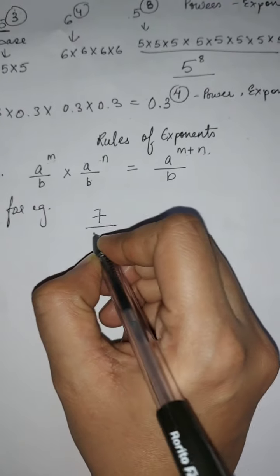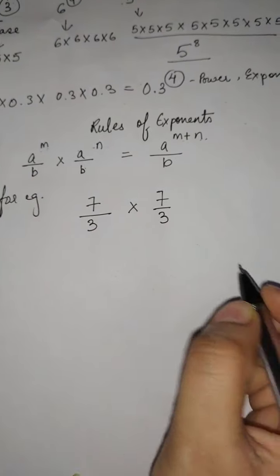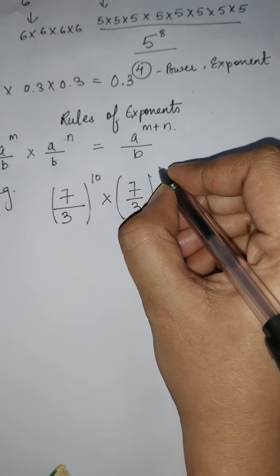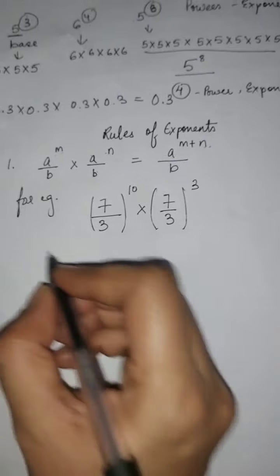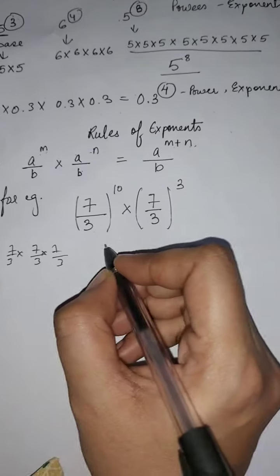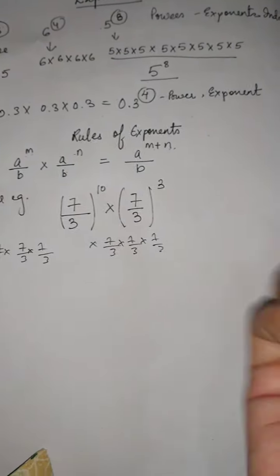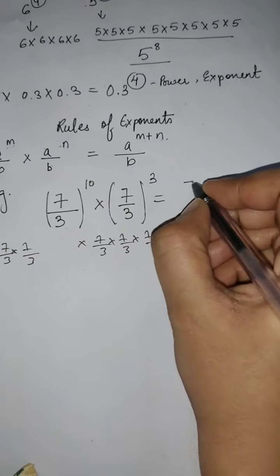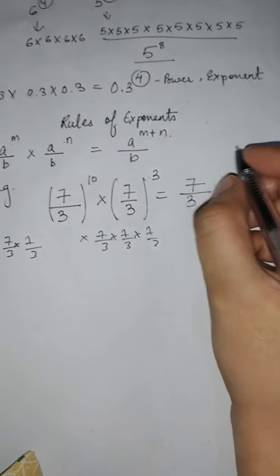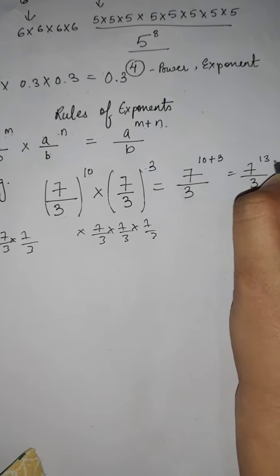For example, let's take an example now. You have a fraction 7 upon 3 and again you are having the same fraction, that is 7 upon 3. This 7 upon 3 has a power 10 and this 7 upon 3 has a power 3. So in the paper, instead of writing 7 upon 3 ten times and then 7 upon 3 three times, we have a solution for it. In the answer we write 7 upon 3 once, and then we add these two powers. 10 plus 3 will become 7 upon 3 to the power 13.